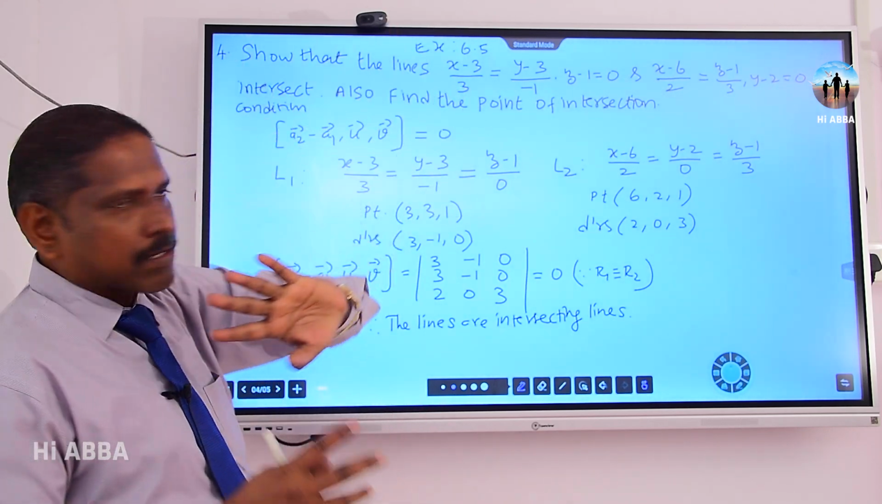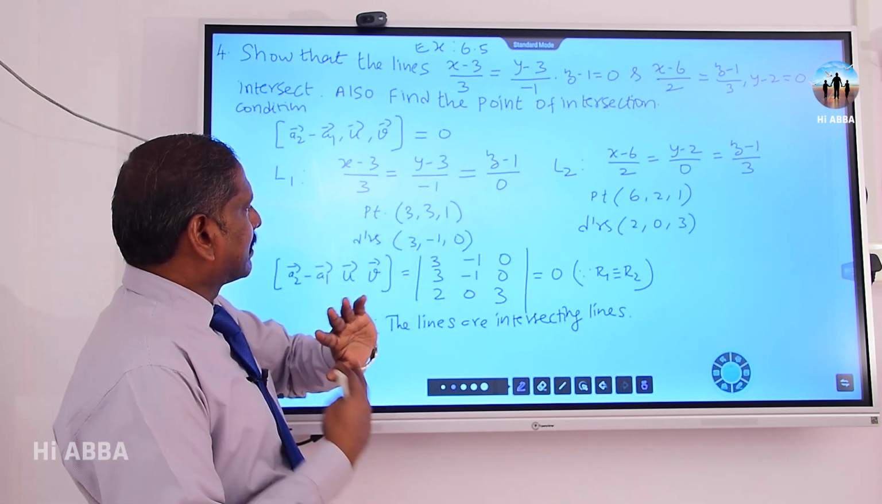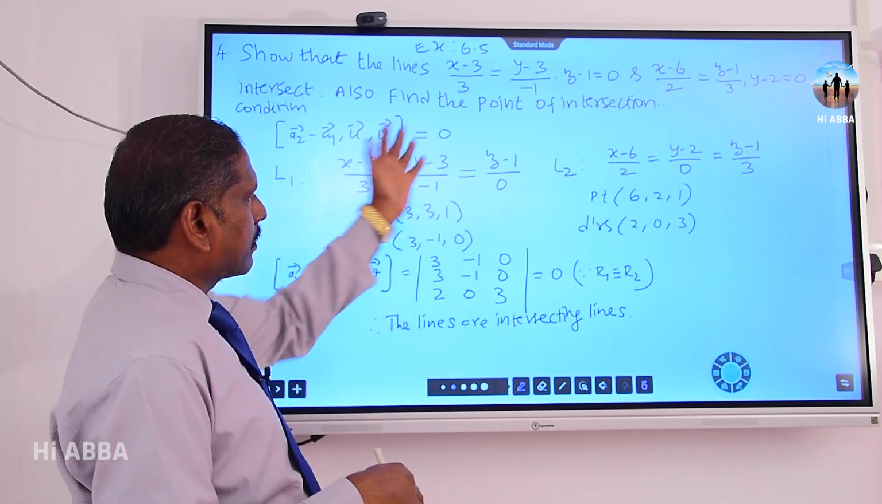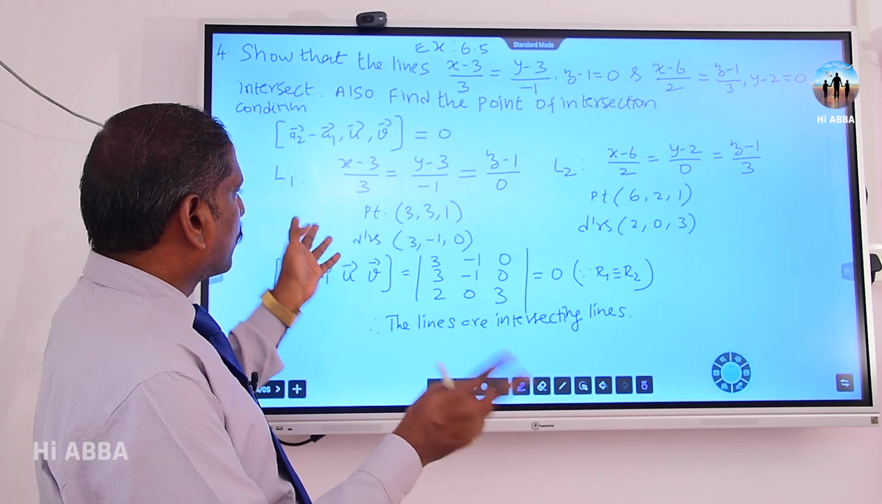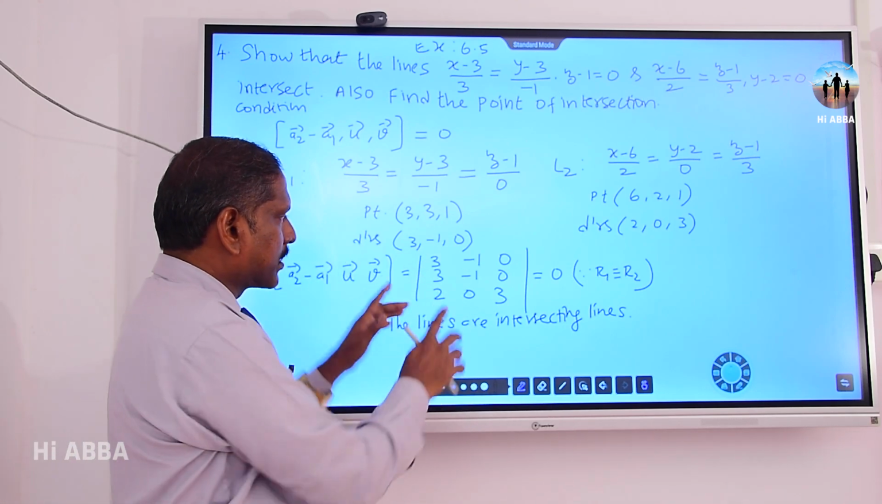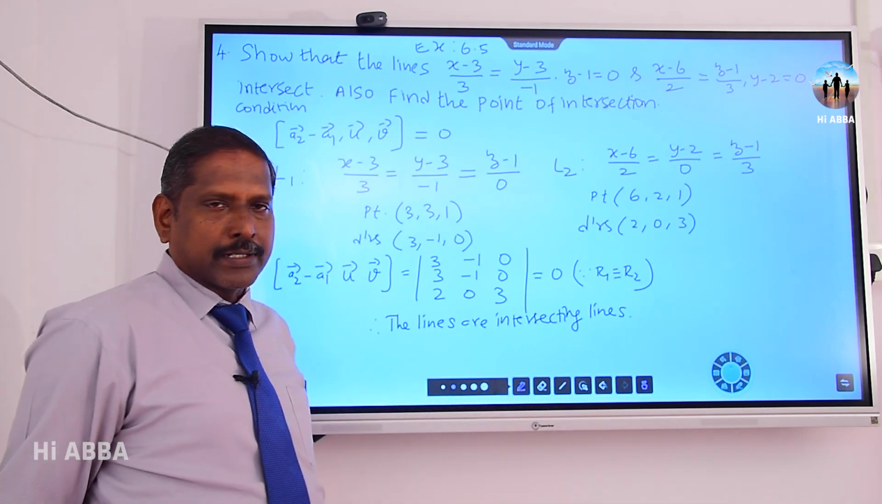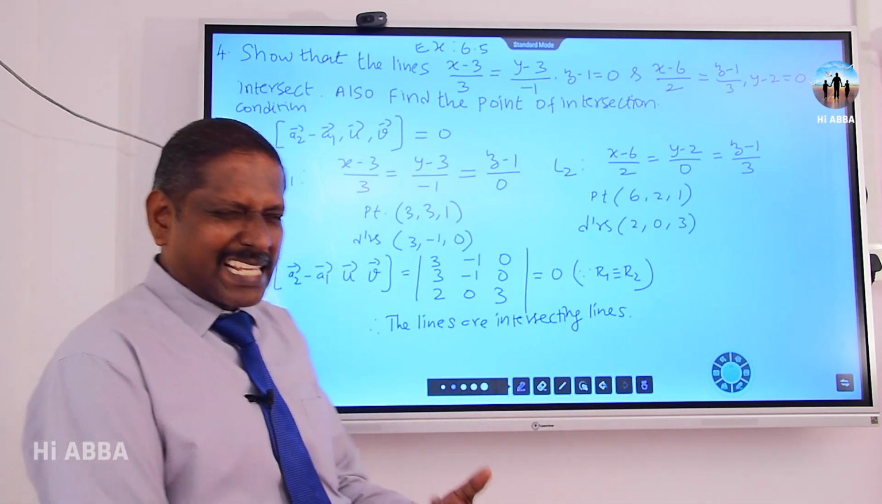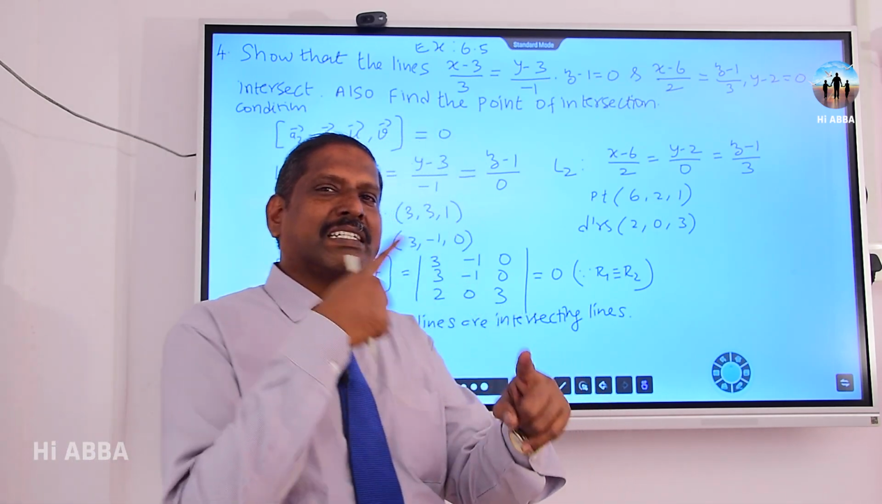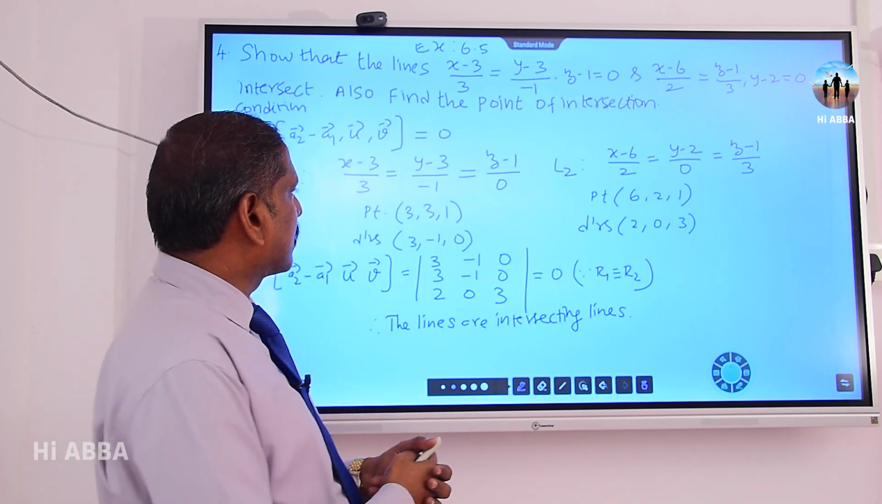The lines are not in standard form. I wrote in standard form, and then I collected point on first line as well as point on second line, and both the direction ratios, and I have substituted in the condition, and I verified answer 0. Thereby I concluded the lines are intersecting. What is the second part of the question? How to identify the meeting point of two lines. Okay, that is second part.